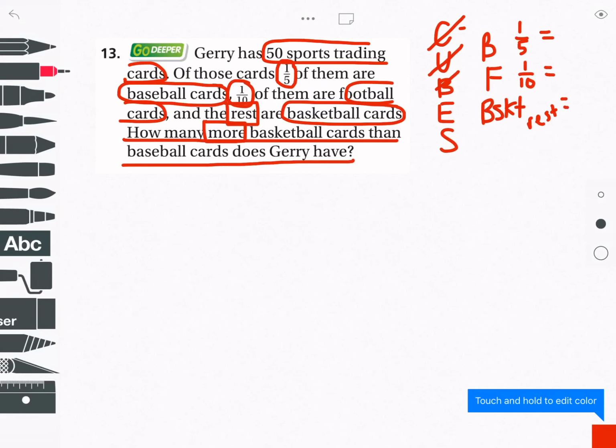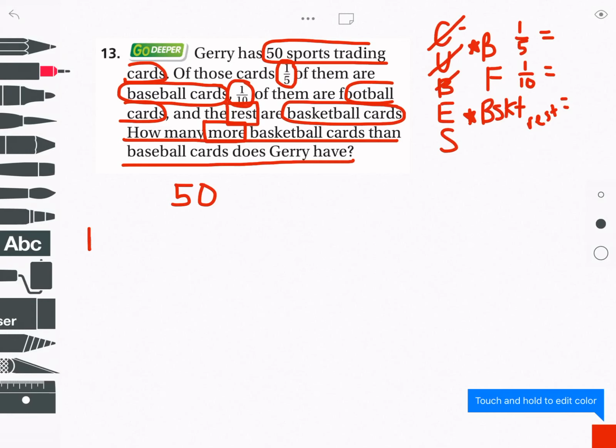Because let me go back to my question. I'm trying to figure out how many more basketball cards there are than baseball cards. So in order to do that, I need to figure out how many of each card there is. So I know there are 50 cards total. So baseball is 1/5 of those cards.